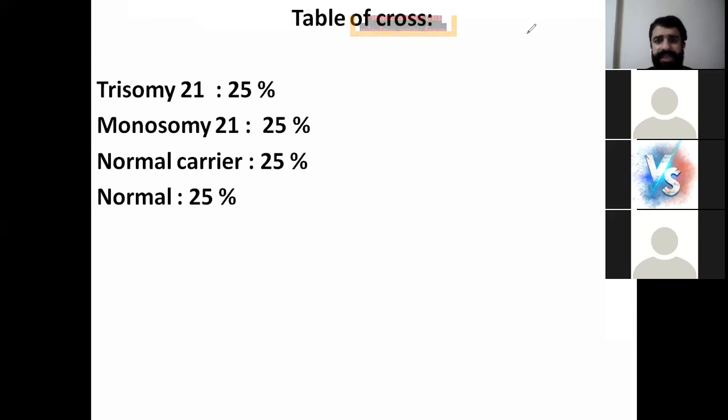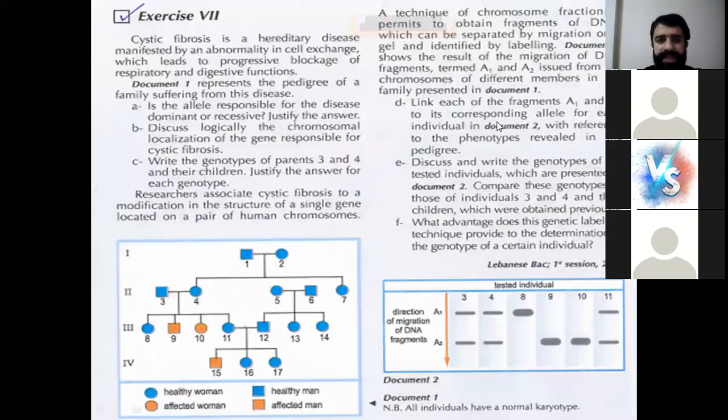Moving now to the last exercise, which is exercise number 7. Pay attention to this exercise. This is a very important exercise, and these are the exercises that are important for your quizzes and your exams in this chapter. Cystic fibrosis is a hereditary disease manifested by abnormality in the cell exchange, which leads to progressive blockage of the respiratory and digestive functions. Document 1 is the pedigree of a family suffering from this disease.